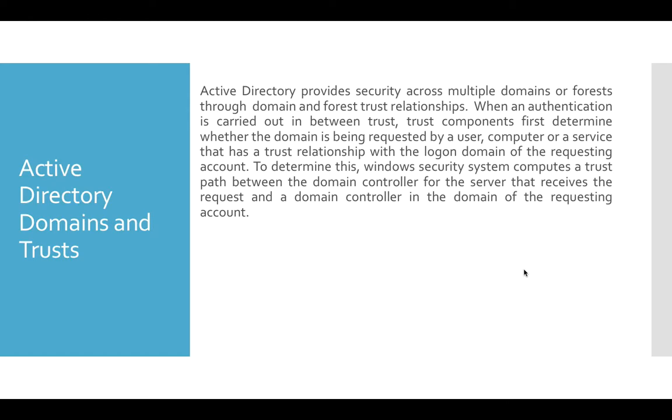When authentication is carried out between trust components, first determine whether the domain being requested has a trust relationship with the login domain of the requesting account, whether by a user, computer, or a service. To determine this, the Windows Security System computes a path between the domain controller for the server that receives the request and a domain controller in the domain of the requesting account.